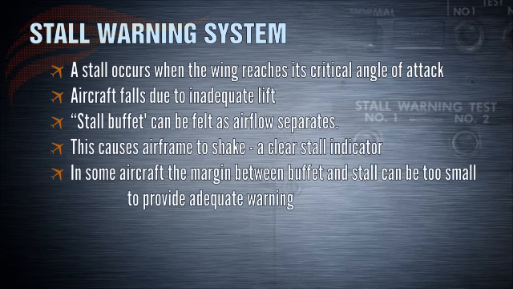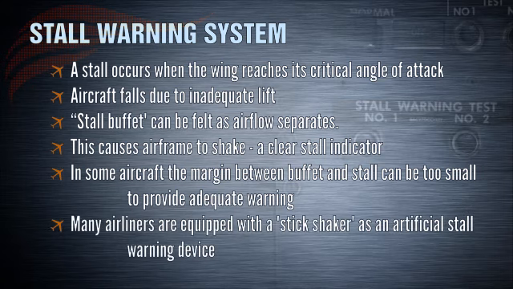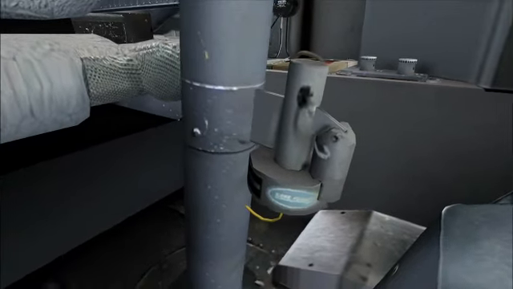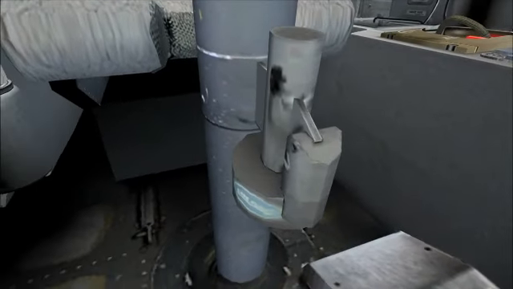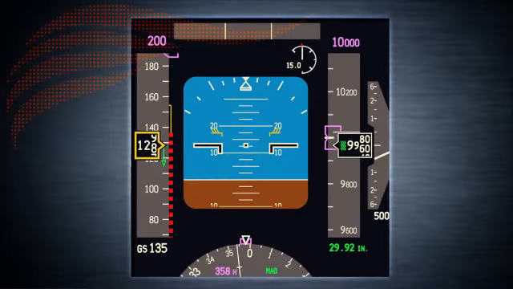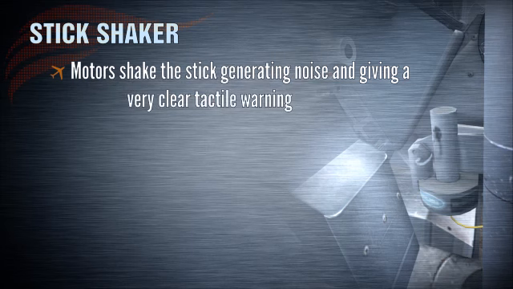In some aircraft, however, the margin between stall buffet and the actual stall itself is too small to provide adequate warning. To provide adequate warning, many aircraft have an artificial stall warning device called a stick shaker. The 737 has one stick shaker on each control column. The stick shaker is effectively a motor with an unbalanced weight attached that is triggered as the aircraft approaches the stall. The stick shakers are triggered as the airspeed decreases below the top of the red and black minimum speed bars on the speed tape. The motors shake the stick, generating a lot of noise and giving a very clear tactile warning to the pilots.